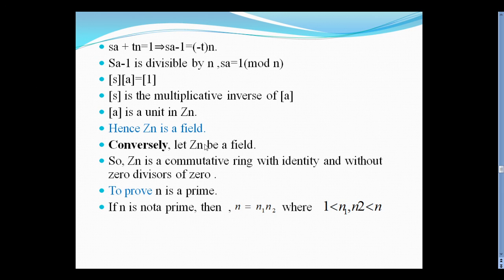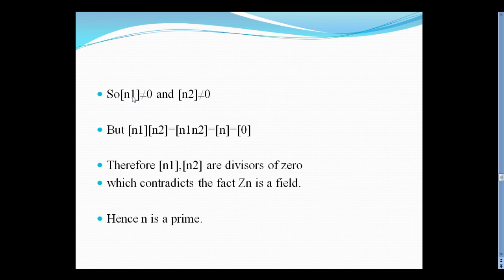Now conversely, we take Zn is a field and we have to prove n is prime. Zn is a commutative ring with identity and without zero divisors. This is the definition of a field. To prove n is a prime, we take conversely, if n is not a prime, then n is equal to n1 into n2, which lies between 1 and n. So n1 is not equal to 0 and n2 is not equal to 0, these are the two elements.